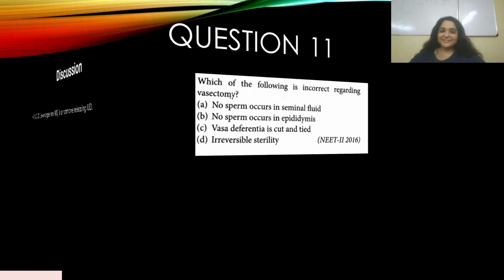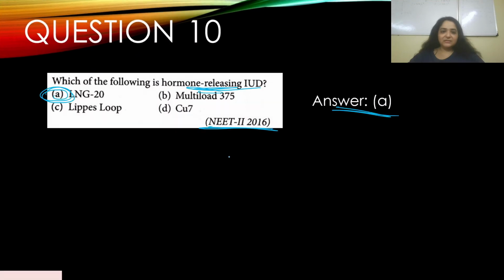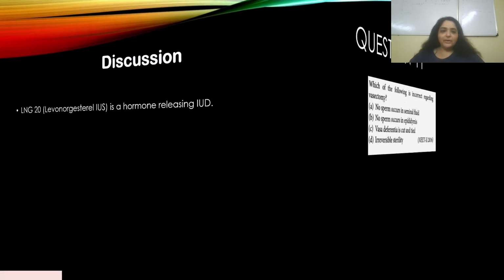I've already discussed LNG20 in much detail before in the beginning questions, so that's why I've not discussed this here in detail. But it contains levonorgestrel, and that is secreted, 20 micrograms per day. Please go back and see that answer. The other options B, C, and D are incorrect. They're not hormone releasing IUDs, so it's LNG20.